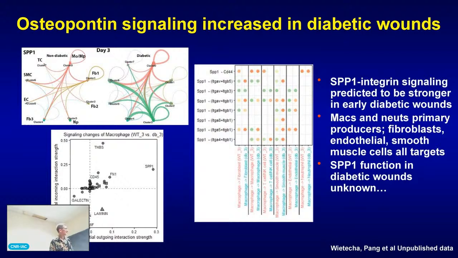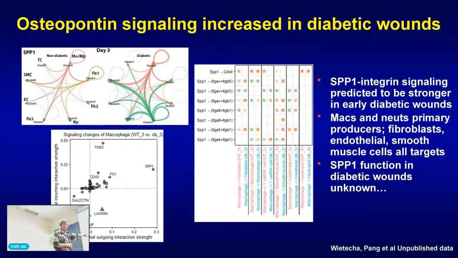This is another view of this one specific pathway called osteopontin. When we look early, we see that the thickness of the lines is much bigger in the diabetic wounds compared to non-diabetic, suggesting this pathway is more active, especially involving neutrophils and macrophages, producing osteopontin, or at least expressing it, and potentially signaling to receptors on lots of fibroblasts and endothelial cell populations.